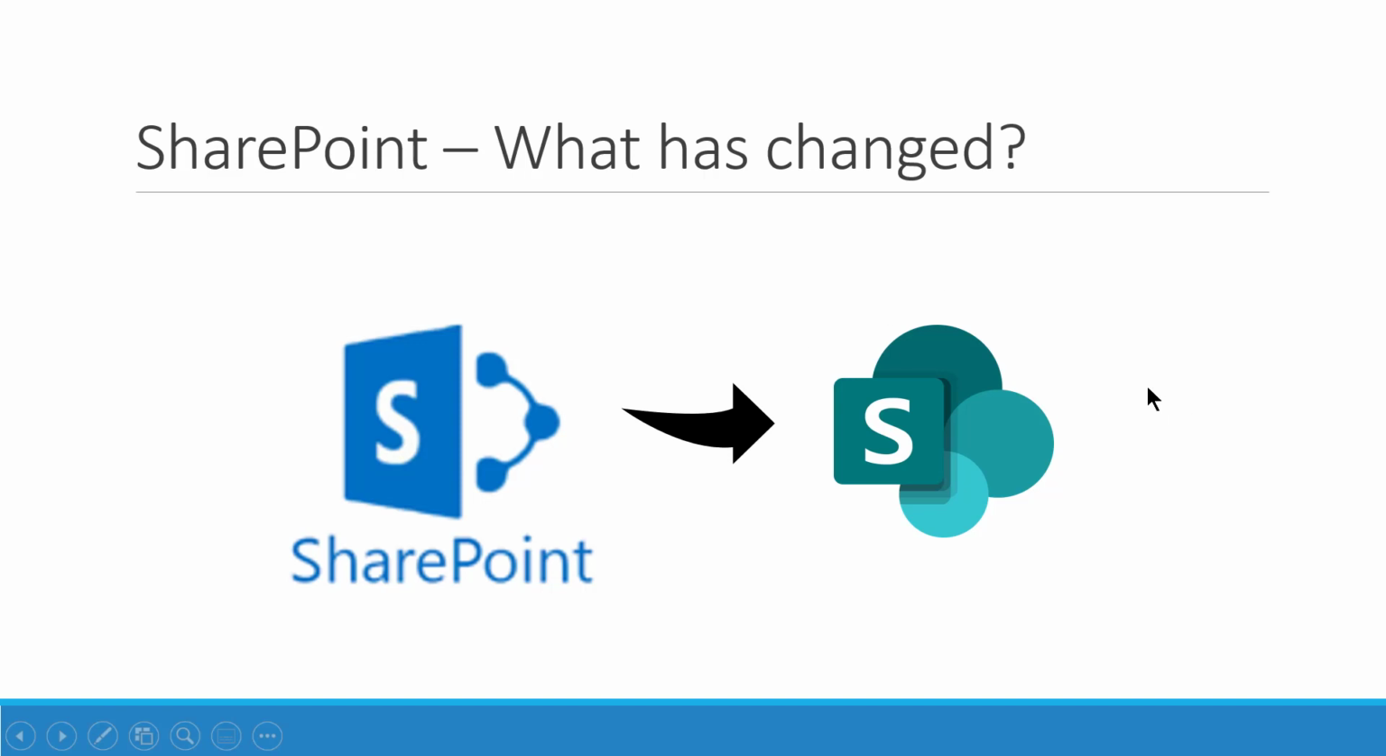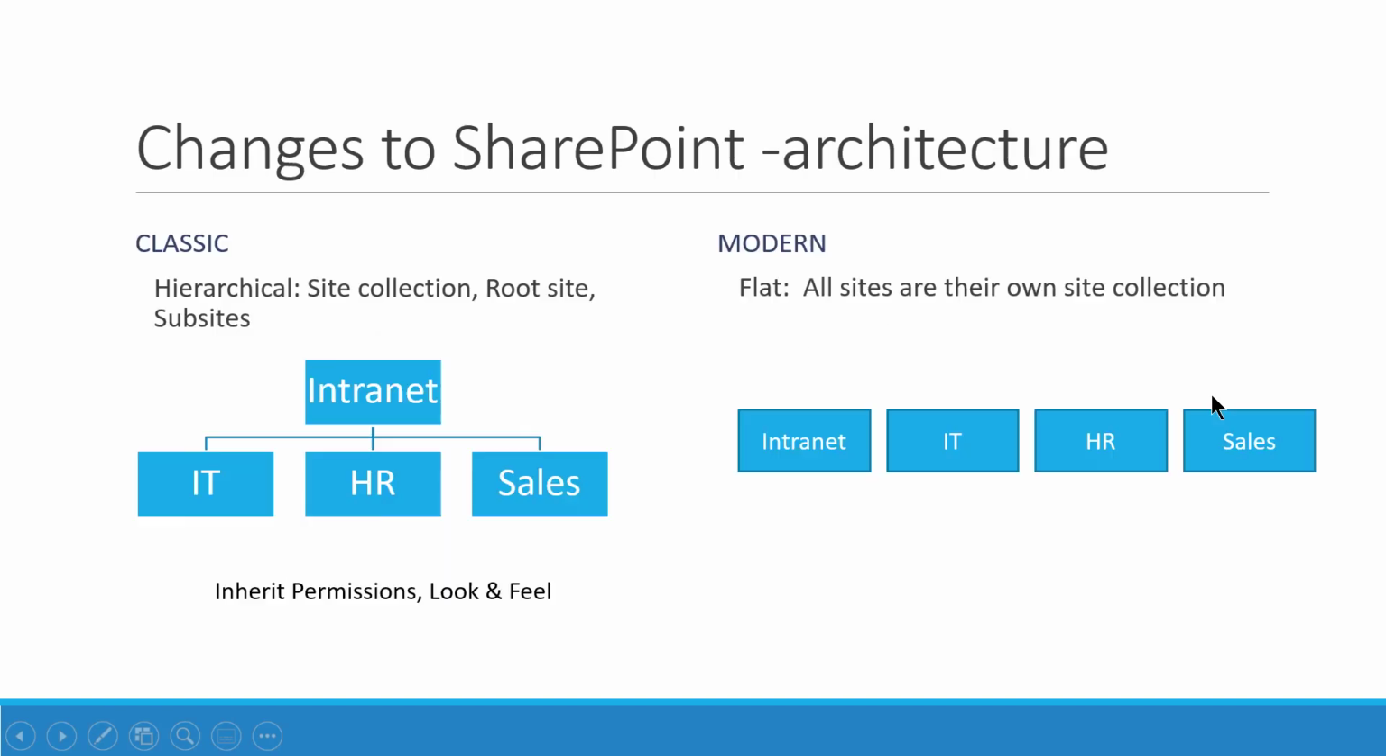What will be different when you're moving from the old SharePoint to the new? Well, first and foremost, and what a lot of people don't realize, is there's a core change to the architecture. In classic SharePoint, it was a hierarchical architecture. There was the site collection, a root site in that site collection, and subsites. And it would inherit permissions and look and feel. In the modern SharePoint, it's a flat kind of physical structure. And so all sites are their own site collection.